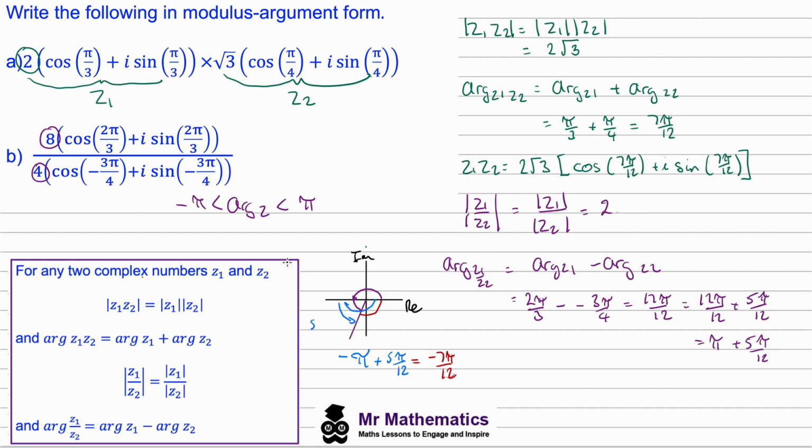And this does fall within this range. So the complex number then, z1 divided by z2, will be the modulus of 2 multiplied by the cos of the argument negative 7 pi over 12 plus i sine of that same argument. Okay? So I hope that's given you an idea on how to multiply and divide with complex numbers in modulus argument form.